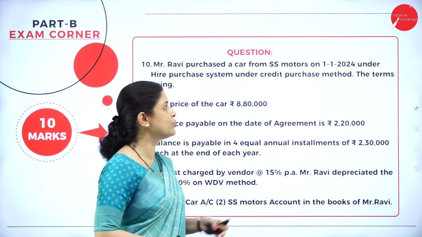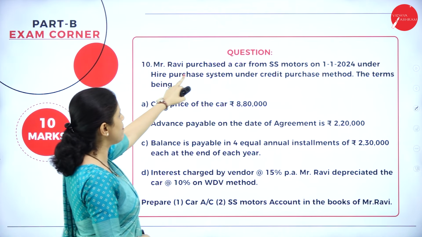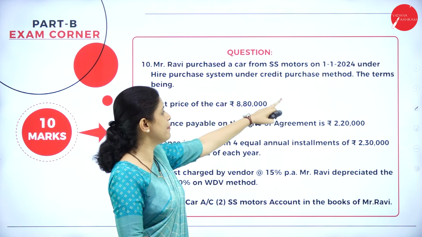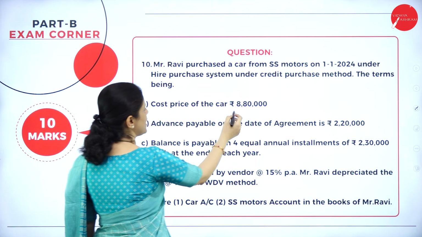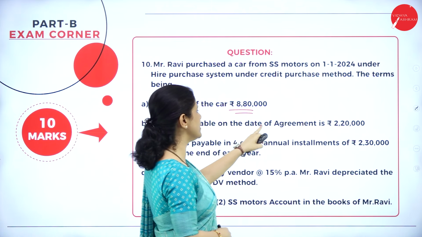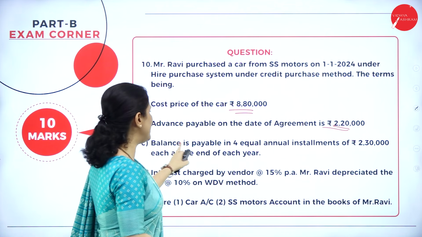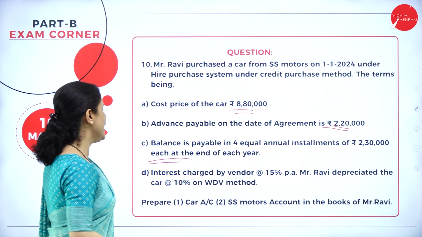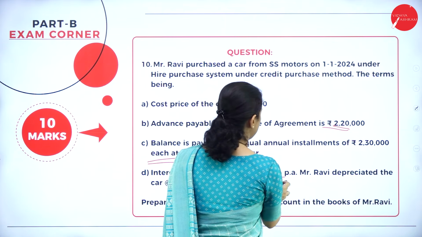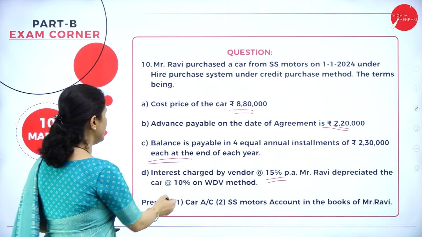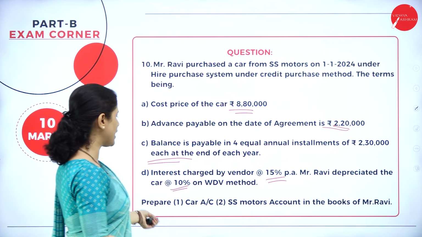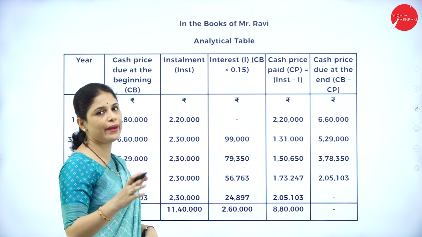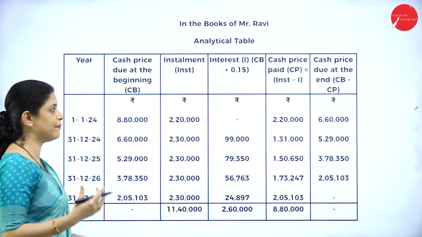So next, let us go to hire purchase problem. Mr. Ravi purchased a car from SS Motors on 1/1/24 under the hire purchase system under credit purchase method, terms being cost price of the car is 8,80,000, advance payable on the date of agreement is 2,20,000, balance is payable in 4 equal installments of 2,30,000 each at the end of each year, interest charged by the vendor is 15%. Mr. Ravi depreciated the car at 10% on written down value method. Prepare car account and SS Motors account in the books of Ravi. So what we have to do? We have to prepare the analytical table for this hire purchase system problem.